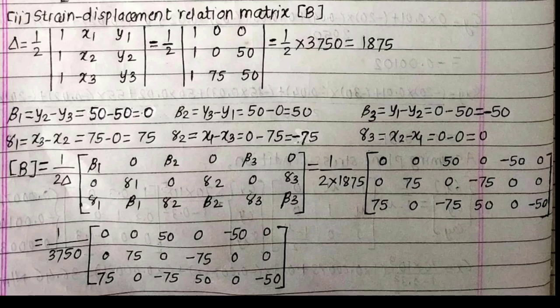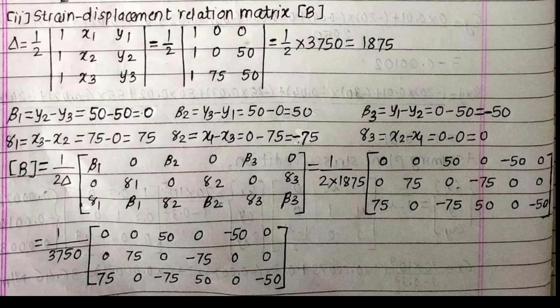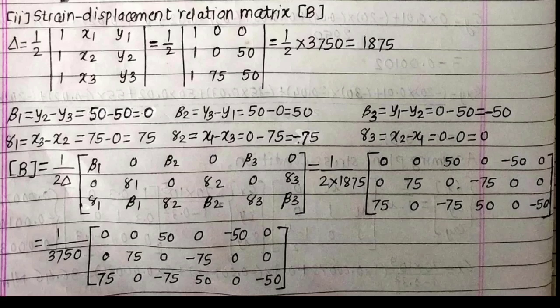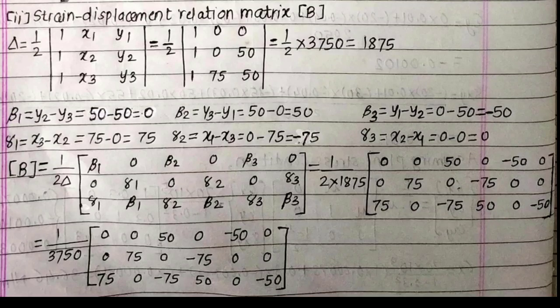Next, gamma 1 is equal to x3 minus x2. X3 is 75 minus x2 is 0, so I'll get its value equal to 75. Gamma 2 is equal to x1 minus x3, which is x1 is 0 minus x3 is 75, so its value is minus 75. Gamma 3 is equal to x2 minus x1, which is x2 is 0 minus x1 is 0, so I will get its value equal to 0.